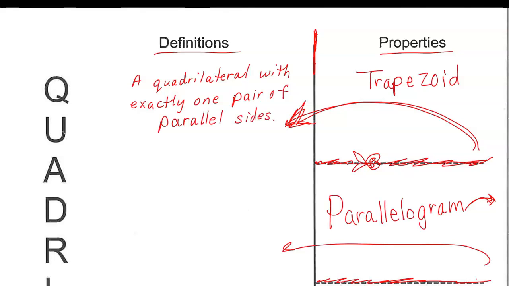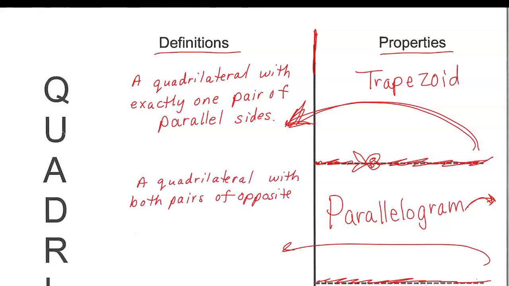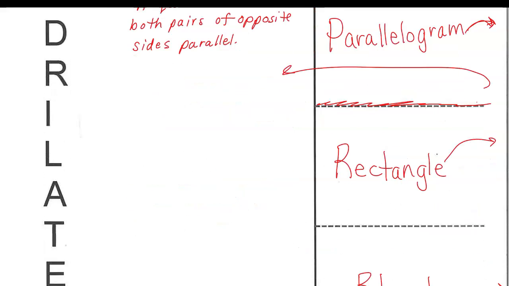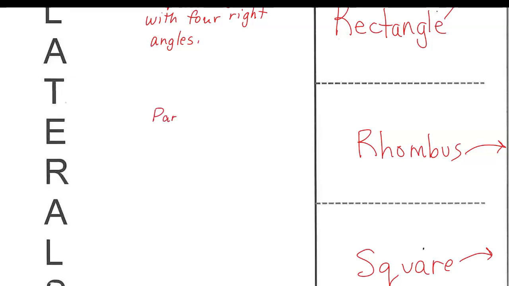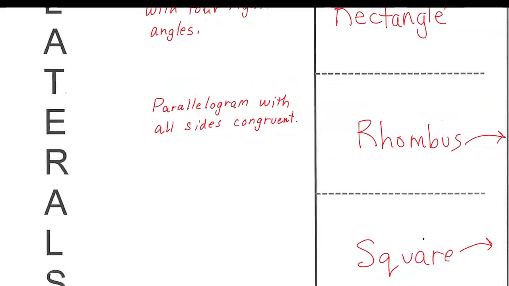So that goes there. Next to parallelogram, you're going to write a quadrilateral with both pairs of opposite sides parallel. The definition for rectangle is a parallelogram with 4 right angles. A rhombus is a parallelogram with all sides congruent. You could also write a quadrilateral with all sides congruent if you wanted to. A square is a rectangle and a rhombus.